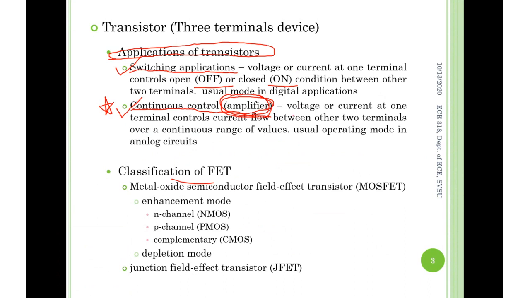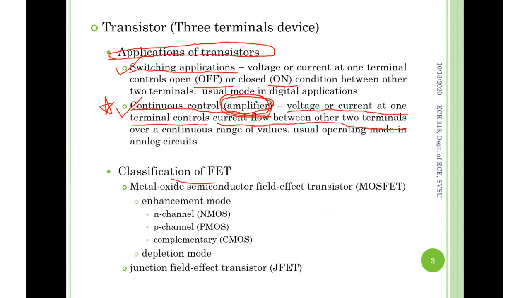And a voltage or current at one terminal controls current flows between the other two terminals. This is a little bit blurry without knowing the details, but this is a description of the continuous control amplifier application. So two applications for transistors, for both MOSFET and BJT.